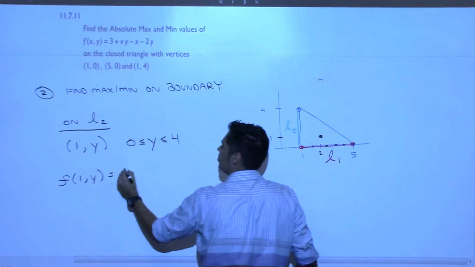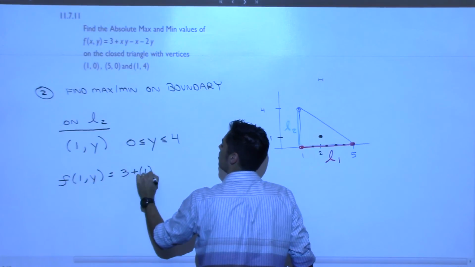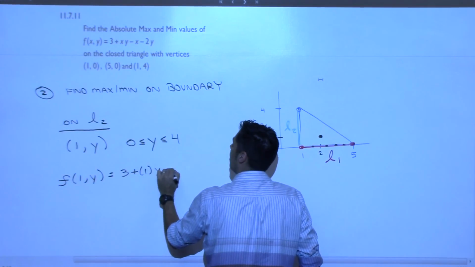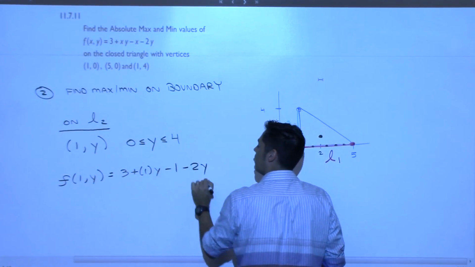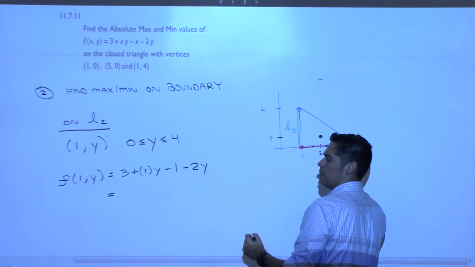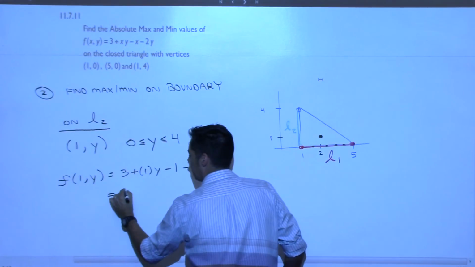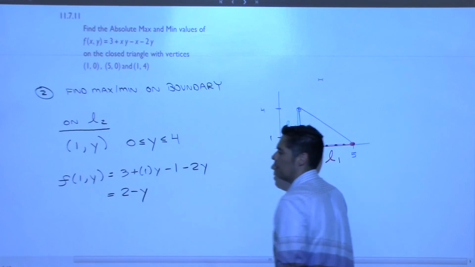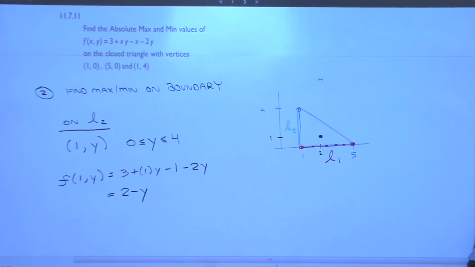It's 3 plus 1 times y minus 1 minus 2y. So what is it? 2 minus y. There we go. It's 2 minus y. So any questions?